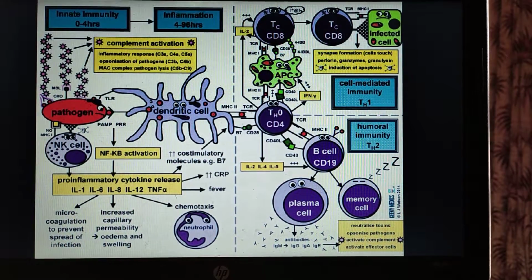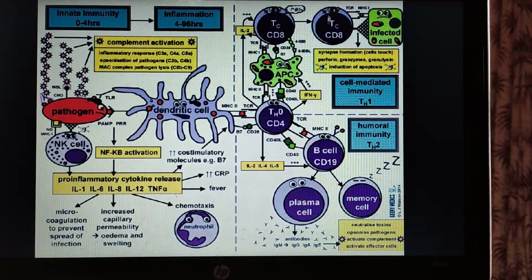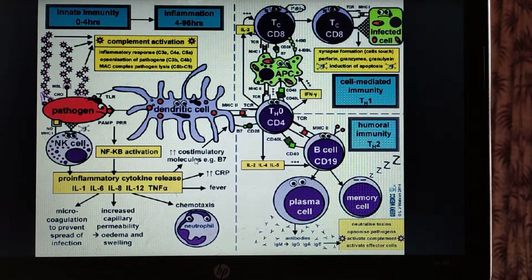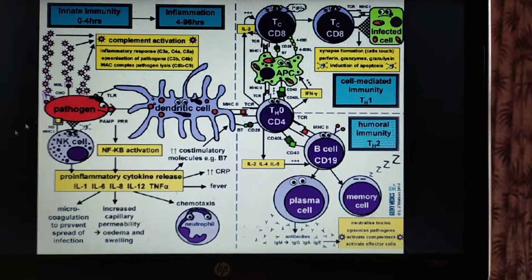Hello, I am Divya and I am explaining in brief how immune cells or immunity respond when any pathogen enters inside the body. So let's have a look.